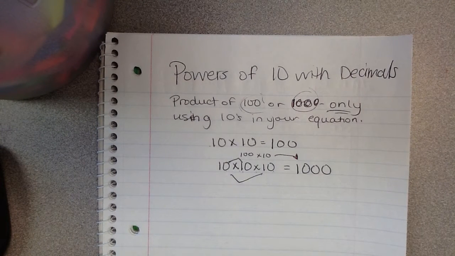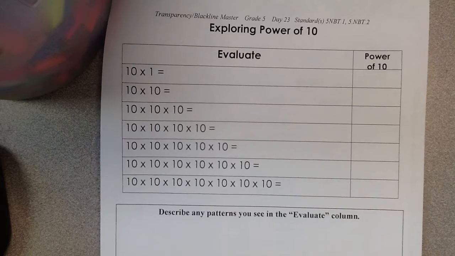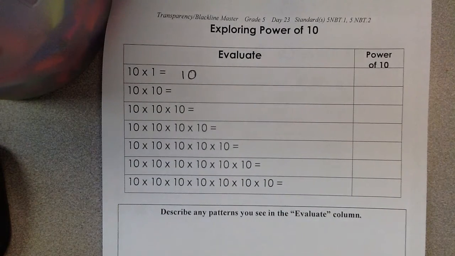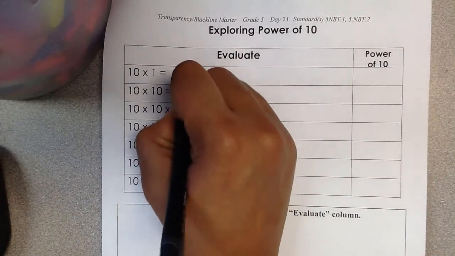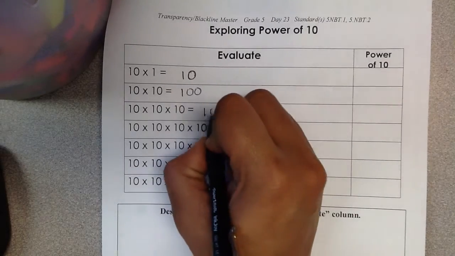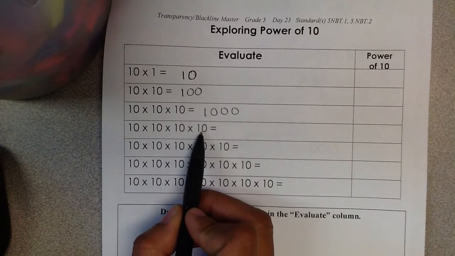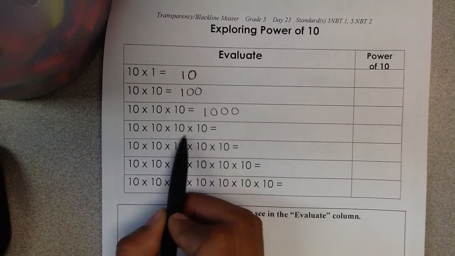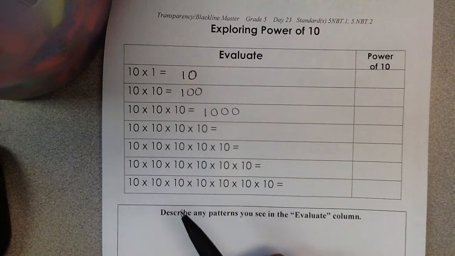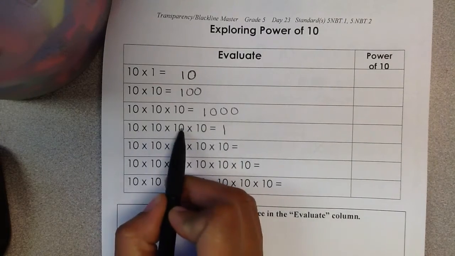Okay, we're going to take a look at this page that you should have with you, Exploring Powers of 10 from day 23. And we know 10 times 1 is 10. Okay, we just explored 10 times 10 was 100. We also explored that 10 times 10 times 10 is 1,000. Okay. If we look at the next one, 10 times 10 times 10 times 10, basically multiplying 10 by that same number 4 times. Okay, not 10 times 4, but 10 times itself 4 times. I know that 1 times 1 times 1 times 1 is just 1, and then I have to add 1, 2, 3, 4 zeros.